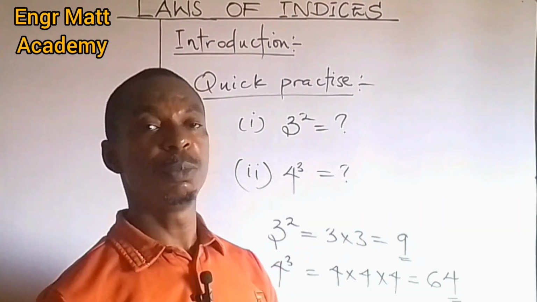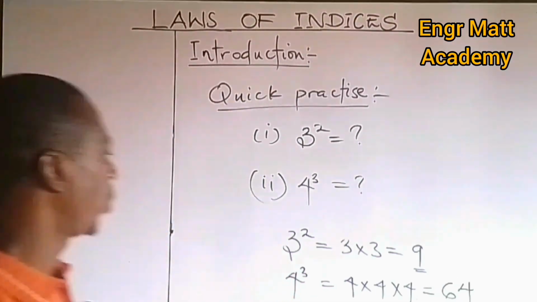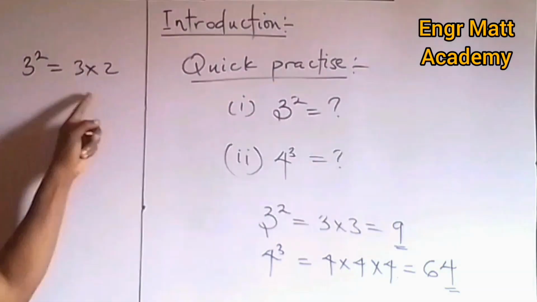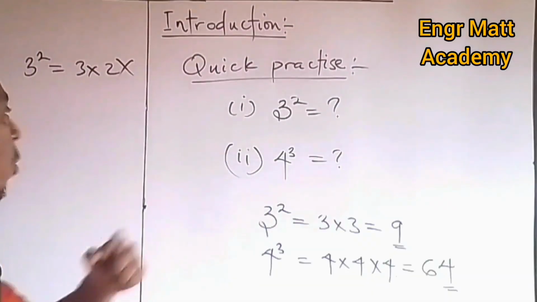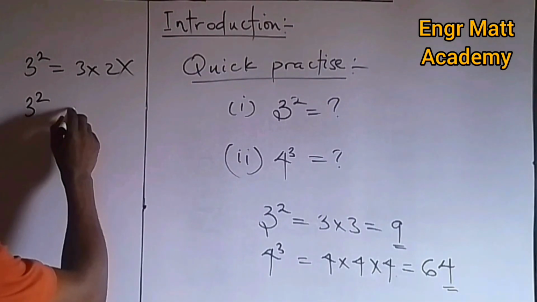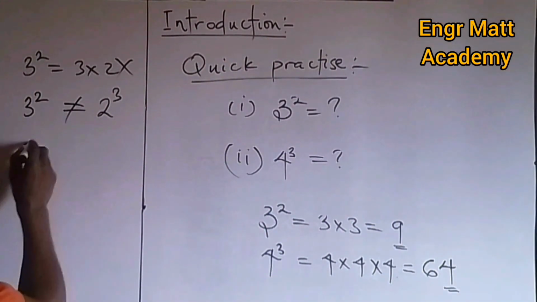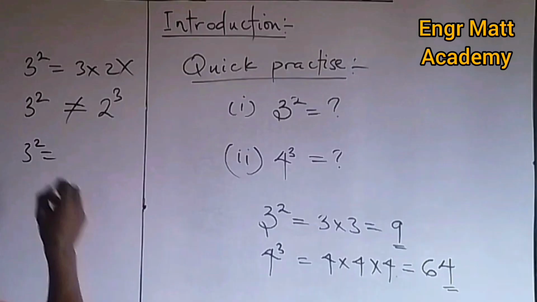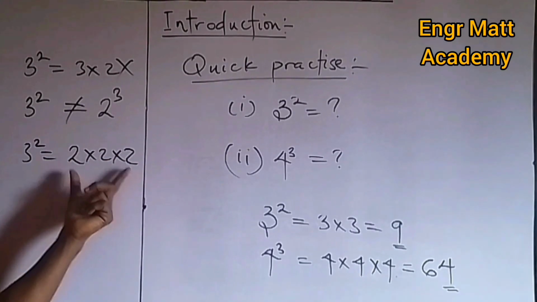Now, there are common mistakes students make that you need to watch out for. For example, 3 raised to power 2 is not 3 times 2. Many students will write 3 times 2 and they will get that wrong. Also, 3 raised to power 2 is not the same as 2 raised to power 3. 3 raised to power 2, as you can see, is 3 times 3. But some students will write 2 times 2 times 2. Now, this is not the same as this.